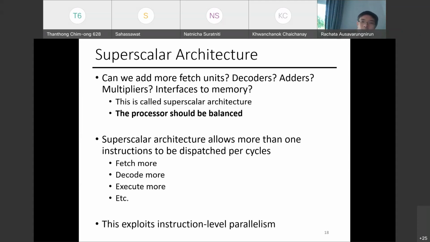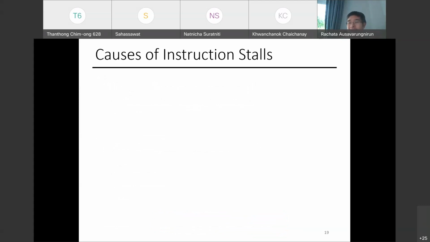And this exploits what we call instruction level parallelism. This is when you have code that can run multiple instructions in parallel. If instruction 1 can go along with instruction 2 and instruction 3, it has higher instruction level parallelism than code where you have to wait on instruction 1 because instruction 1 produces results for instruction 2. Right? So we'll go into that in a bit. These are the causes of instruction stall.